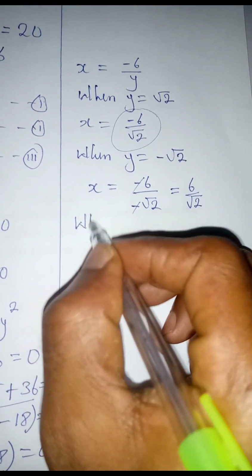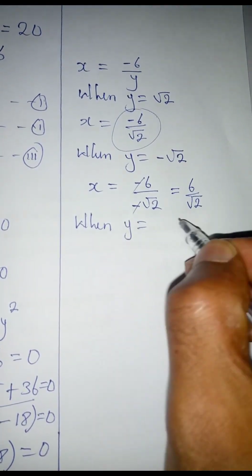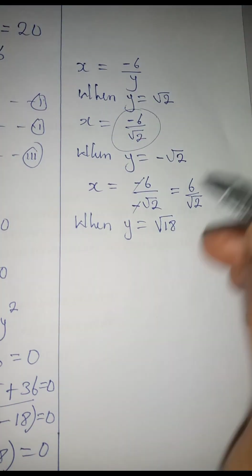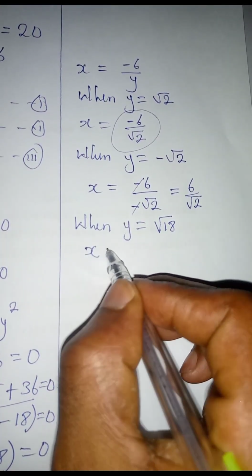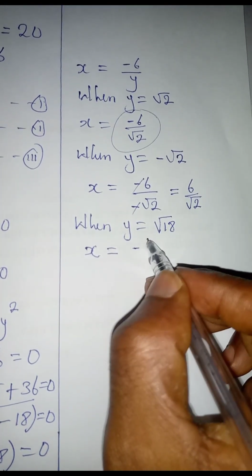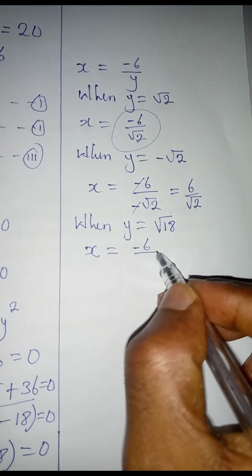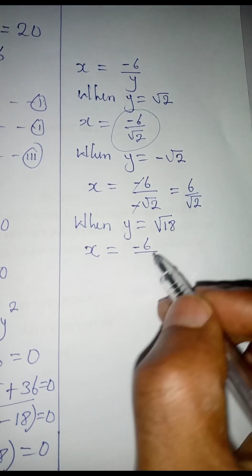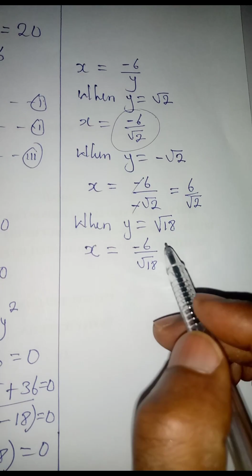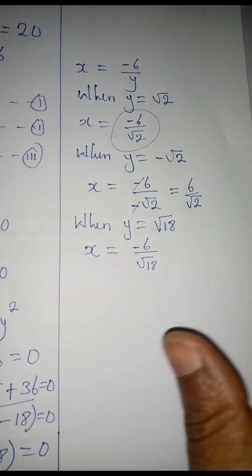Now, we also have another value for y. When y is equal to square root of 18, what will be the value of x? The value of x is going to be x equal to minus 6 all over root 18. So this is the value of x when y is equal to square root of 18.